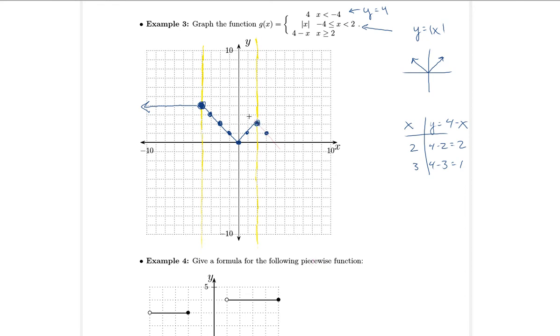Okay, so that's just a different strategy that you might decide to use. But either way, make sure that it passes the vertical line test everywhere. All right, so there's that part. And it does, it's a function everywhere, so I'm feeling pretty good about what I've drawn there.